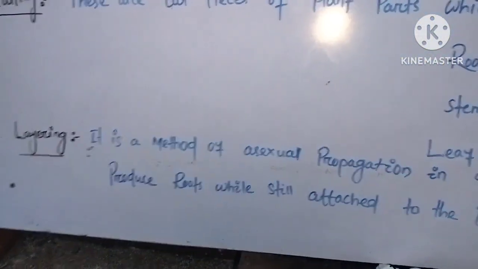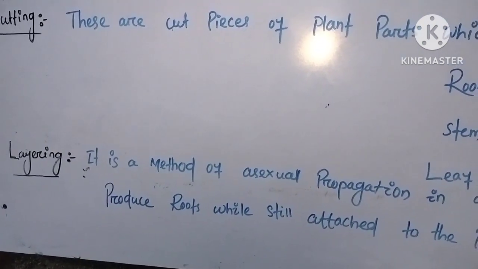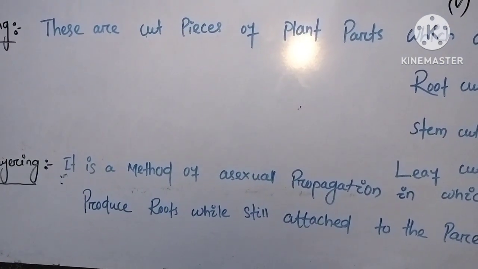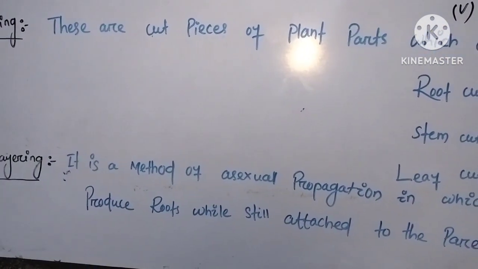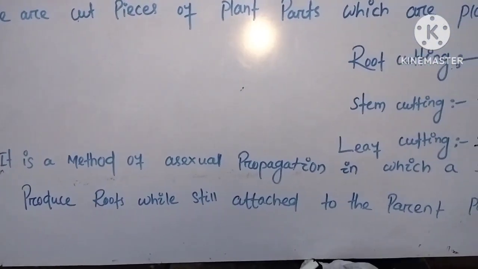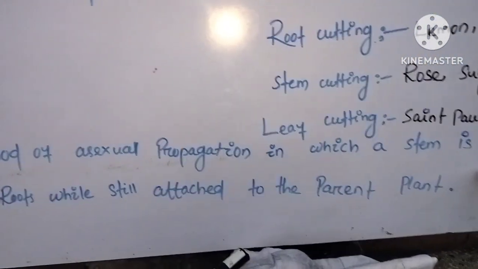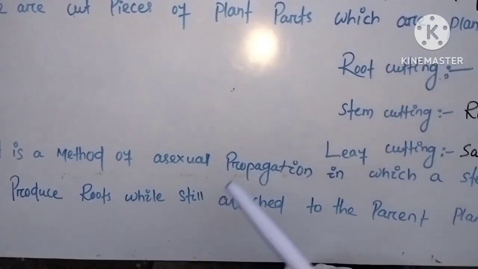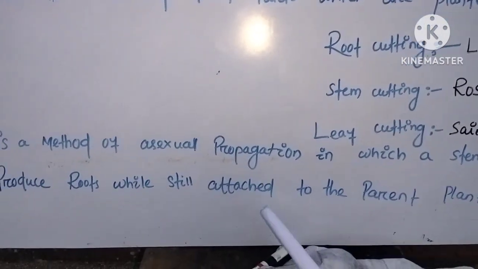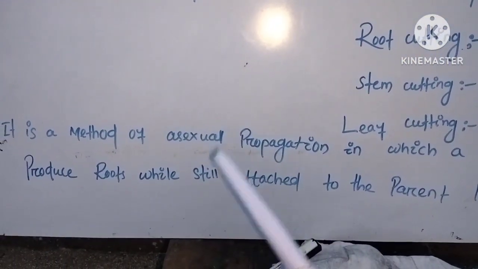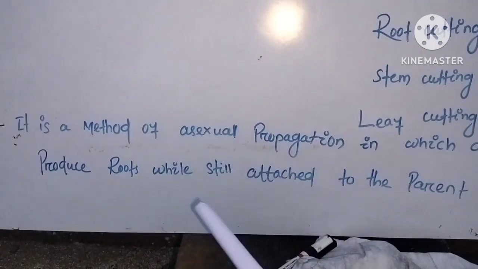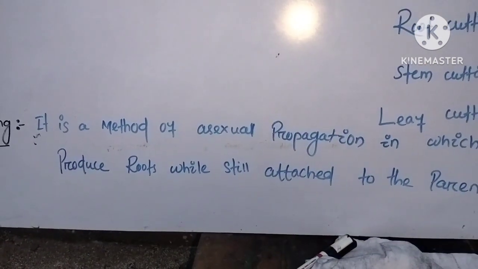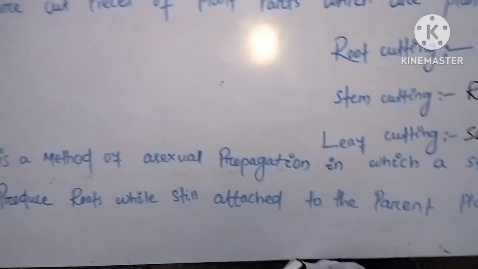Then next we come to the layering part. As you know, layering is a method of asexual propagation, otherwise called vegetative propagation, in which a stem is made to produce roots. From the nodal region, which has high meristematic activity, cells can go for the division process and produce roots while still attached to the parent plant. They remain attached to the parent plant and also produce roots, and then we can cut that particular part, separate it from the parent plant, and it develops into a new individual.